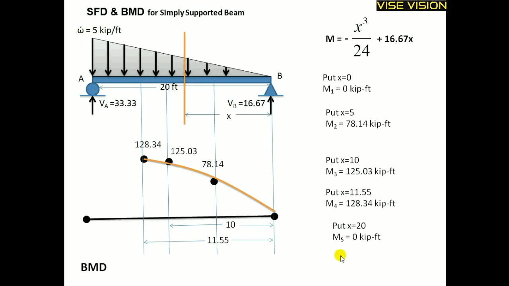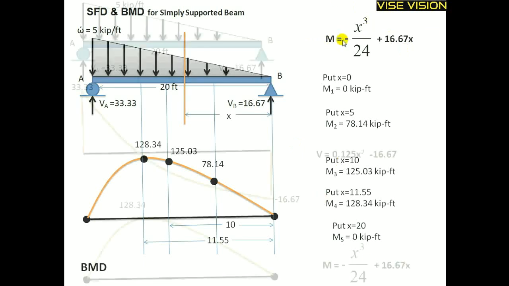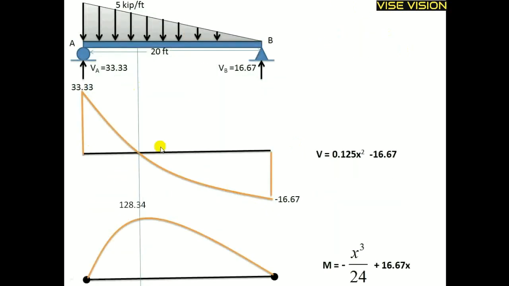Okay, then put x equal to 20. I will get this moment over here. At the roller and pin, the moment must be 0. This is the BMD diagram I can draw by this method using this equation. This is my SFD diagram drawn using this equation, and this is my BMD diagram drawn using this equation for this type of UVL acting over a 20 feet span.